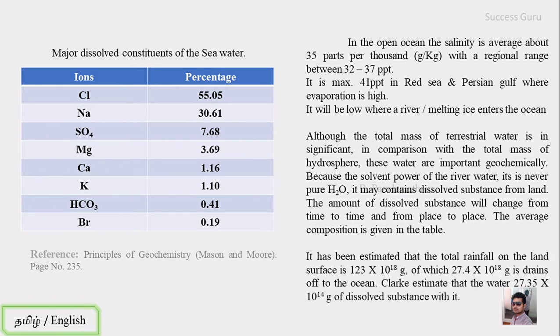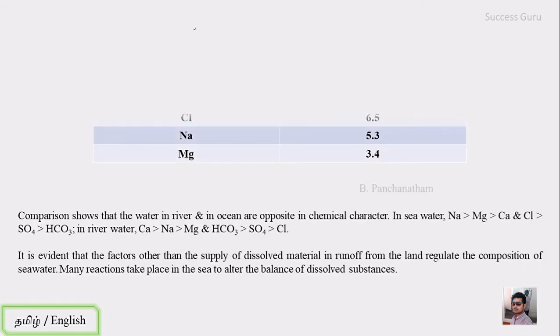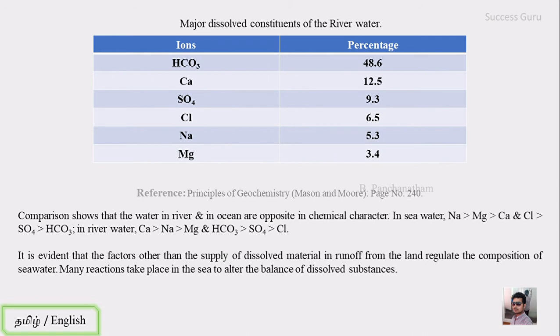It can be estimated that the total rainfall on the land surface is about 123 × 10^18 grams, of which 27.4 × 10^18 grams is drained on the surface to the oceans and seas. Clarke estimated that this water carries almost 27.35 × 10^14 grams of dissolved substance with it. These are the major dissolved constituents of river water, from which you can see HCO3 is the highest in percentage, somewhere near 48.6, followed by Ca, then SO4, then Cl plus Na, then Mg.